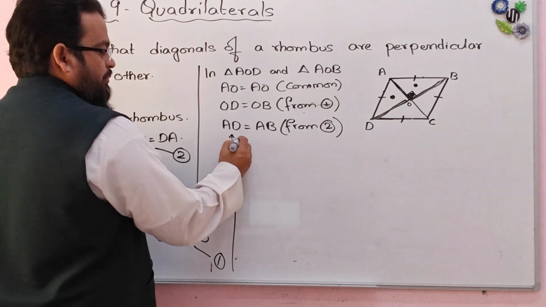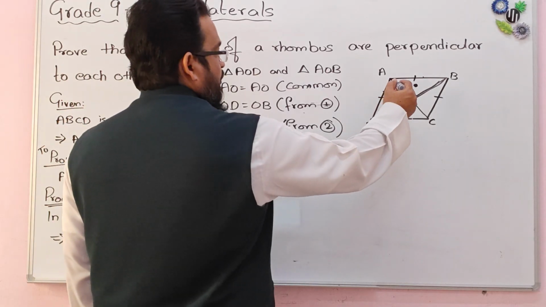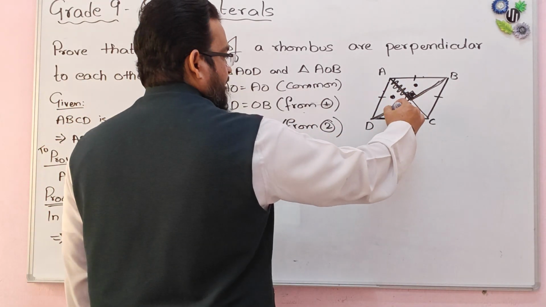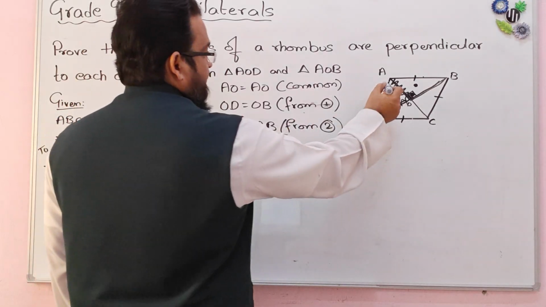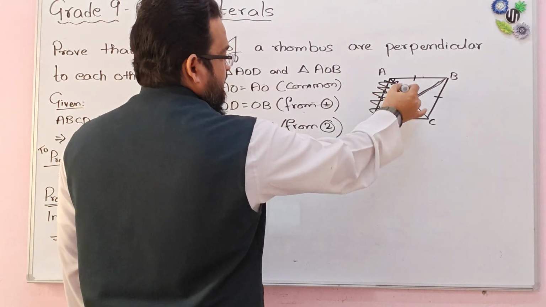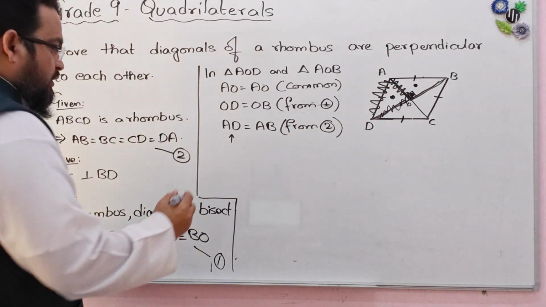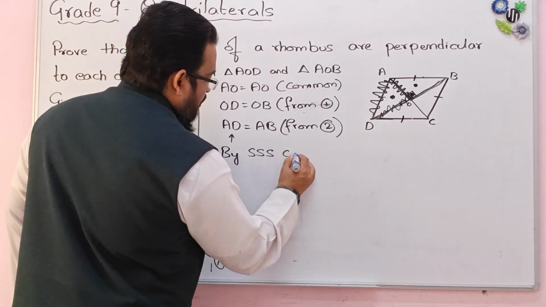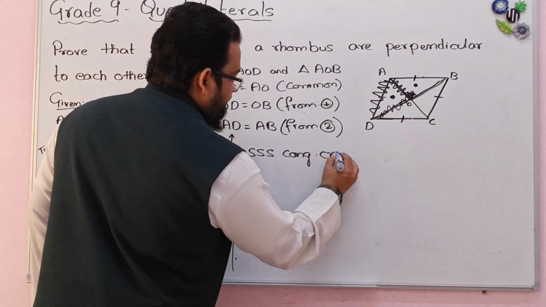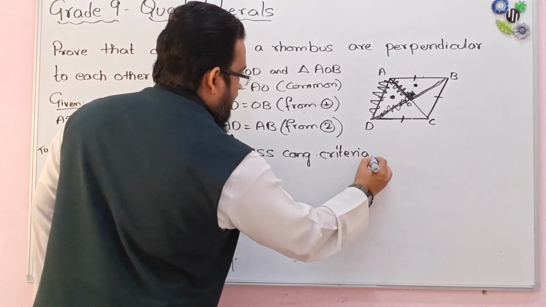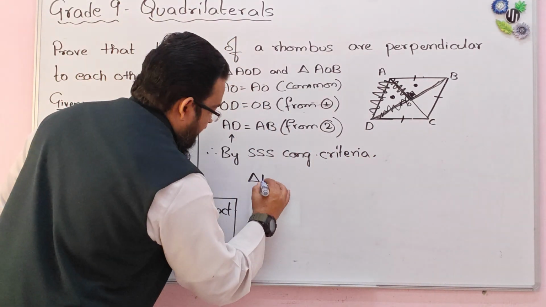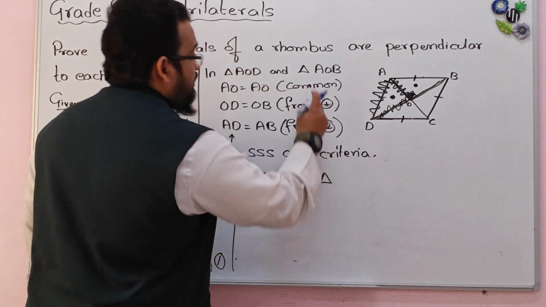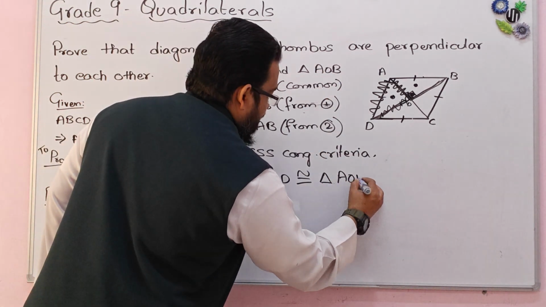Let us take all the parts of one triangle: AO, OD, and AD. What are these three parts? Sides. So therefore, by SSS congruency criteria, triangle AOD is congruent to triangle AOB.